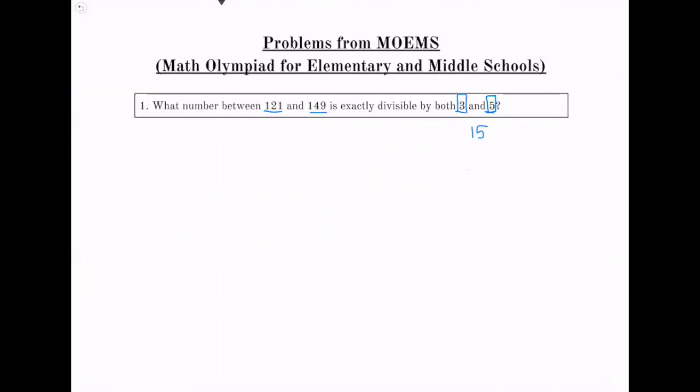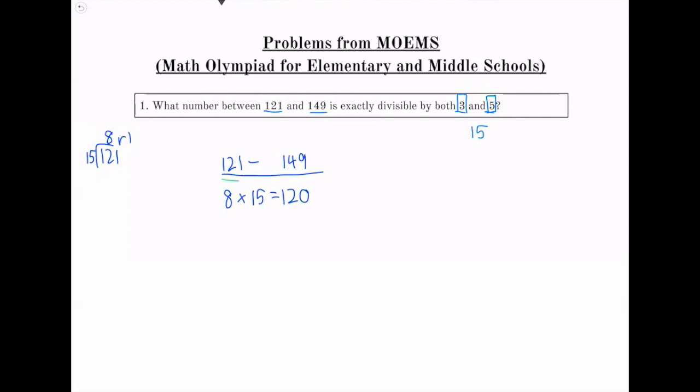So now all we have to do is find, between 121 and 149, what number is going to be divisible by 15? There are actually two ways to do this. One way, you can do 121 divided by 15. You get 8 with a remainder of 1, and that means that 8 times 15 is 120. So 8 times 15 is just barely below this range, which goes from 121 to 149.